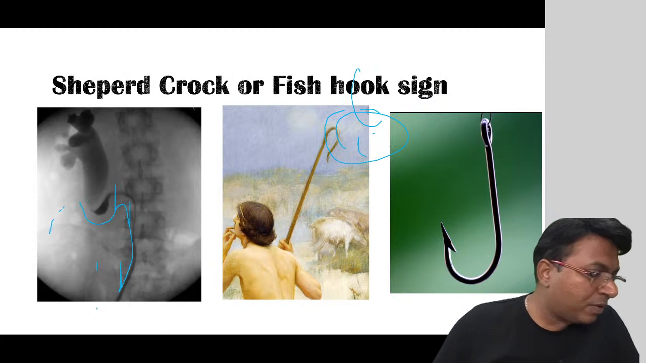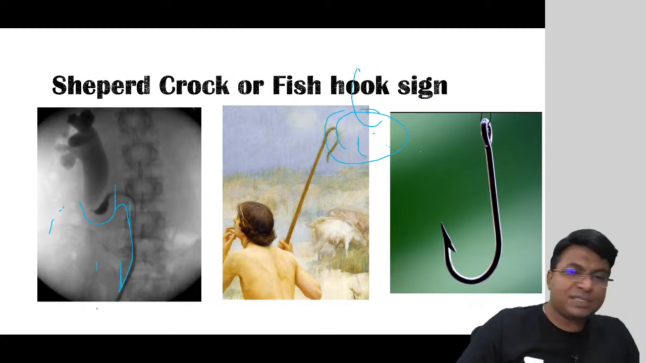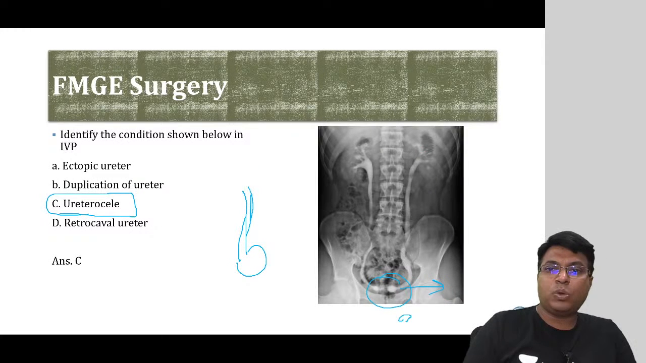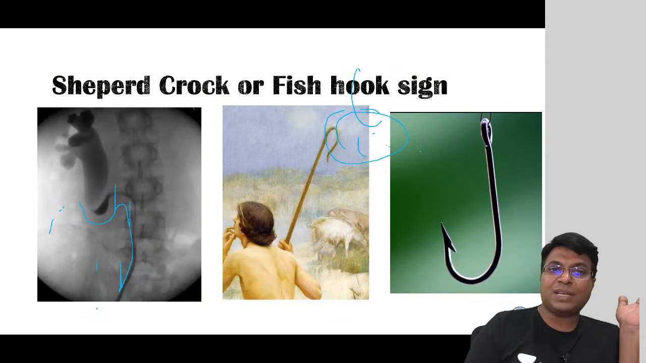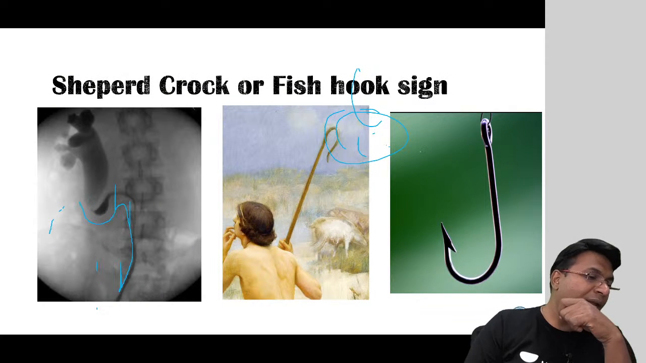Where will you get this? Very good, excellent. It's seen in retrocaval ureter. The ureter normally runs anterior to the IVC. If it runs posterior to the IVC, it is known as retrocaval ureter. This is a finding seen in retrocaval ureter.